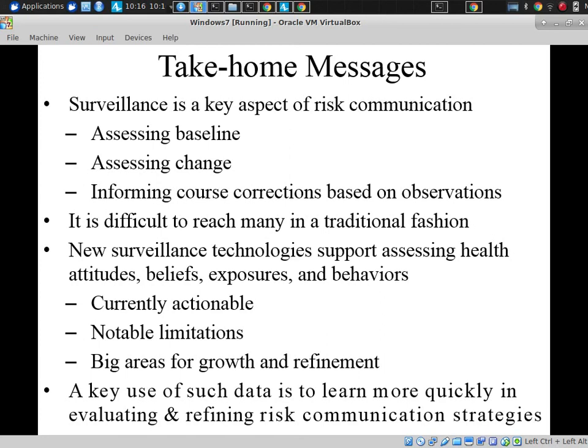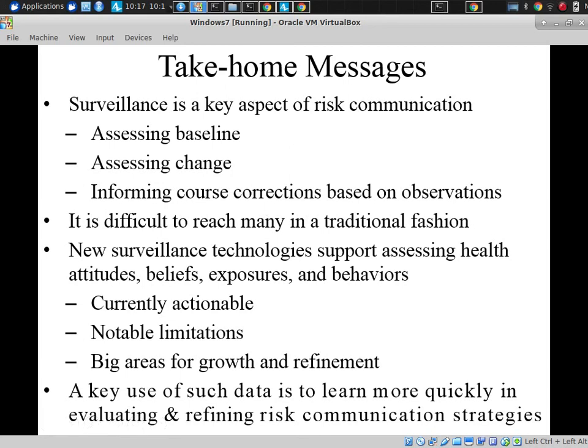So a couple of take-home messages from this. Surveillance is a key aspect of risk communication. We traditionally thought of risk communication as one thing, and health surveillance as another. But they're really joined at the hip in order to inform adaptive risk communication that really shapes the messages based on the encounters with the counter narratives and the response of the population. It allows us to assess a baseline, assess change, and to inform course corrections based on our observations.